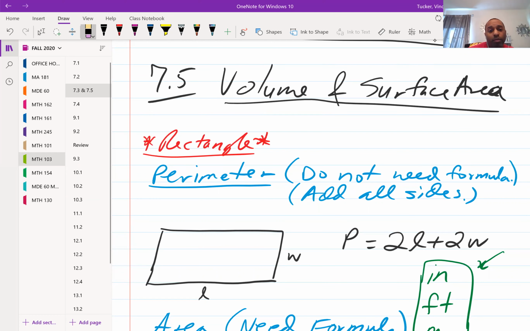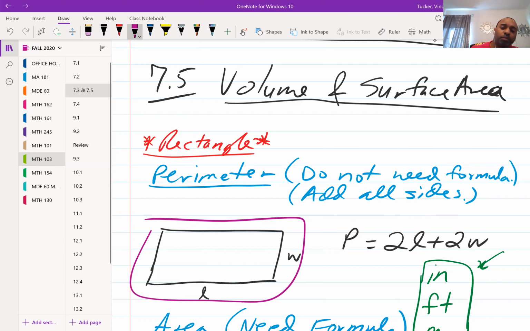First thing we'll look at is the perimeter. For the perimeter, you do not need a formula. All you have to do is add up all your sides. Now there are formulas for certain shapes. Here's the perimeter of a rectangle: P equals 2L plus 2W. And of course, this is the shape of our rectangle. So that is the formula to calculate the perimeter of the rectangle.